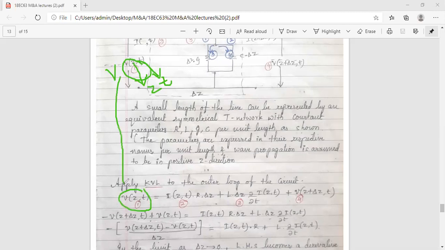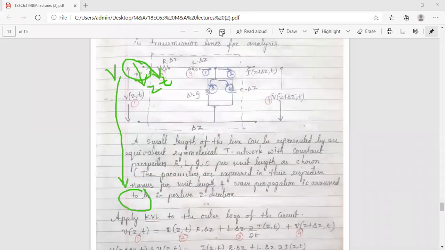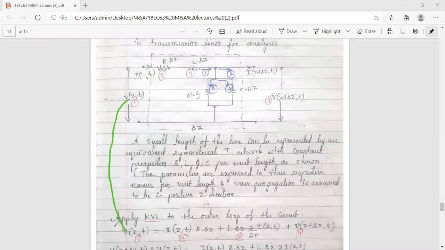So this is your first parameter. The second one is resistance, and we know that there exists a current I. Sorry, I have not written here I of Z comma T; that part is missing.